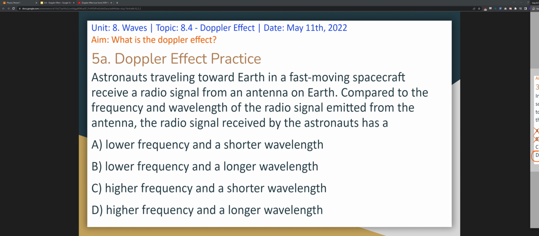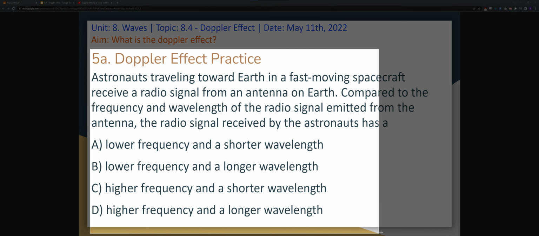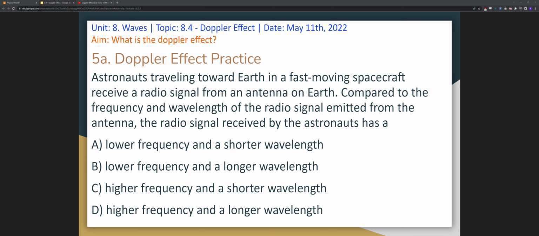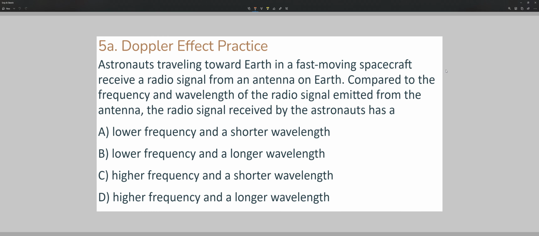So let's do a practice problem. Feel free again to pause at any given time to see if you can do this yourself. An astronaut is traveling towards Earth in a fast-moving spacecraft, receiving a radio signal. And again, a radio signal is a radio wave. It might not be a sound wave, but it is a wave. So as you're moving towards Earth, that means you're hitting more waves per second, which means you have a higher frequency. And because frequency and wavelength are inversely related, that must mean you have a shorter wavelength.